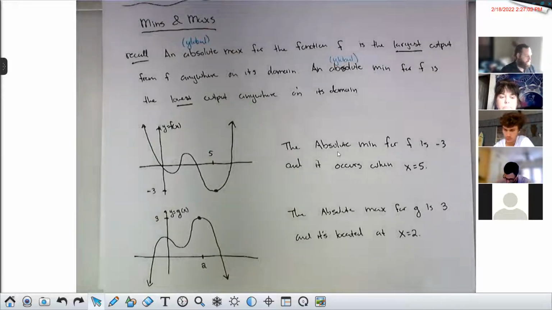Local extrema are the same sort of thing, but instead of everywhere on the domain, we just mean nearby. So if you zoom in and that point looks like it would be an absolute max, if that blue window was the whole domain, then that's a local max.